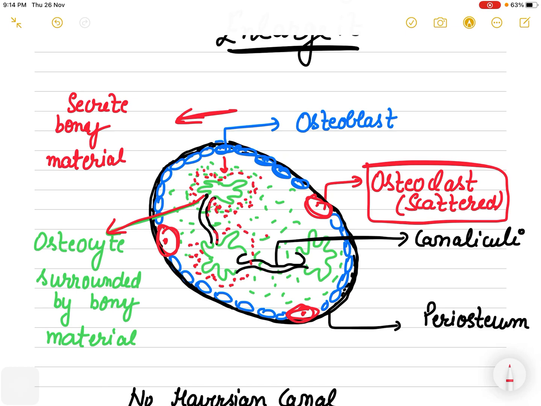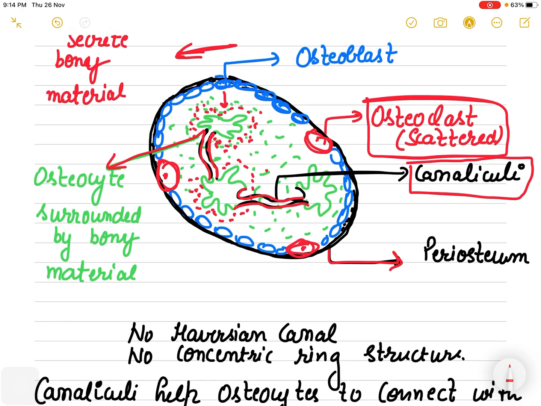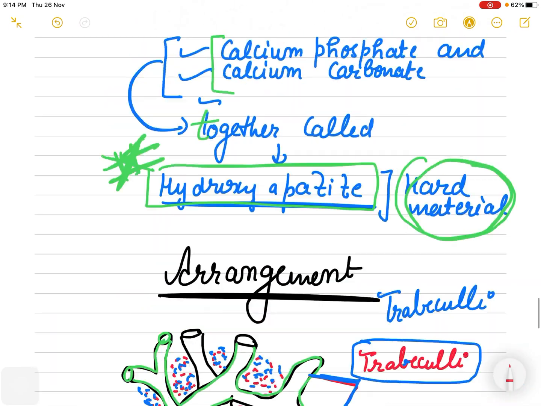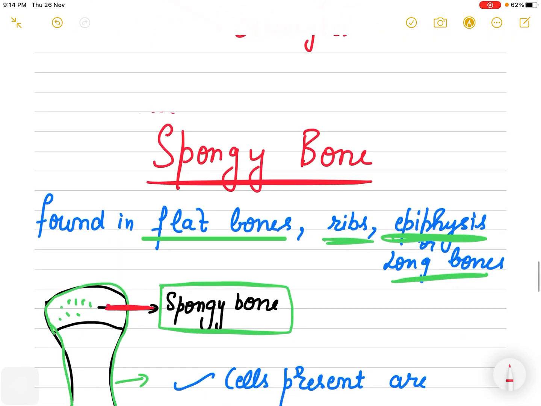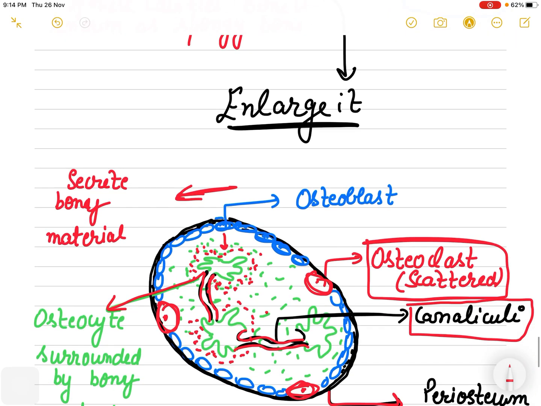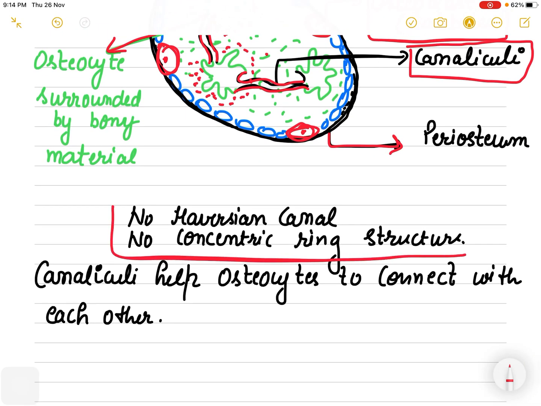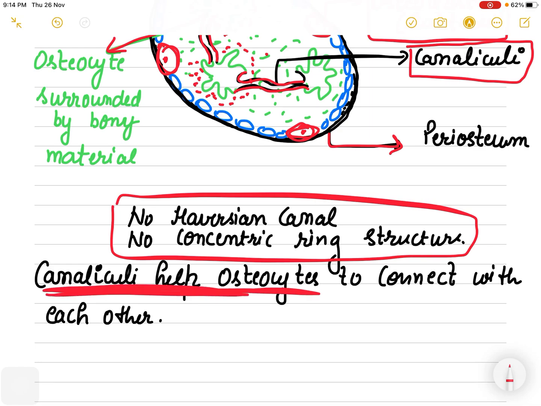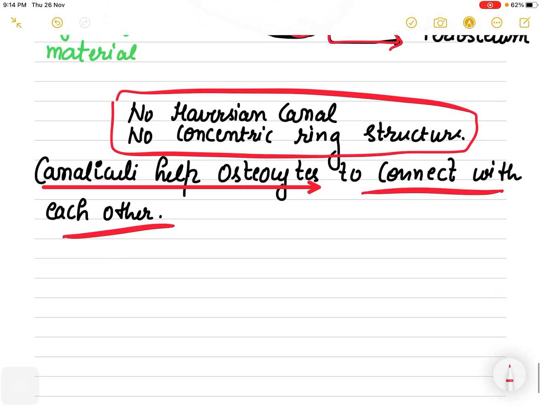Again, they are connected with each other. As you can see, these osteocytes are connected with each other, and this connection is known as canaliculi. C for connection, C for canaliculi. And the outermost layer is the periosteum. Why can't you see a Haversian canal here? Just look at this structure. Because if you cut this structure, there is no Haversian canal, there is no concentric ring structure which comes in the section. Canaliculi help osteocytes connect with each other.